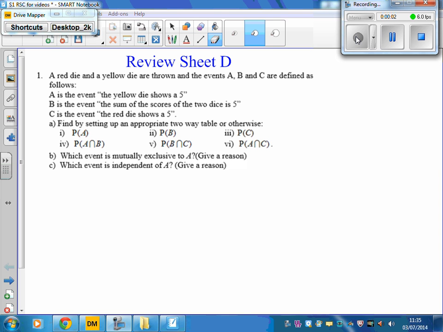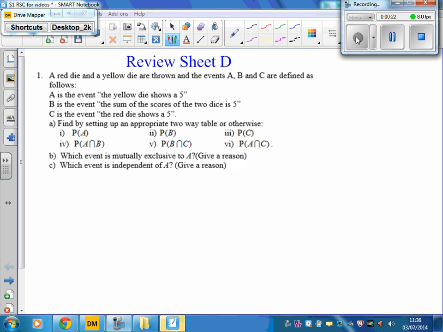Question 1. A red die and a yellow die are thrown and the events A, B and C are defined as follows. A is the event that the yellow die shows a 5, B is the event that the sum of the scores of the two dice is 5, and C is the event that the red die shows a 5. Find, by setting up an appropriate two-way table or otherwise, the probability of event A.